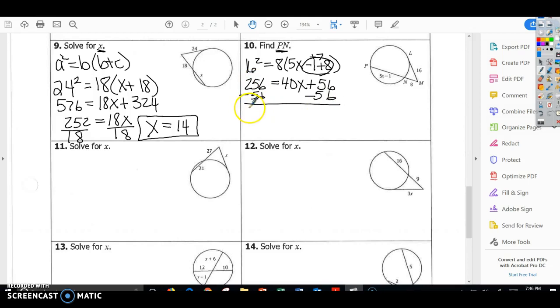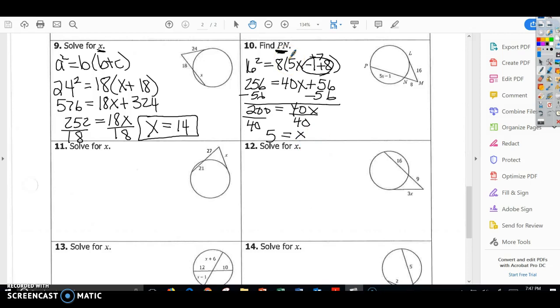Alright, so I'm going to subtract 56 from both sides. I'm going to get 200 is equal to 40x. Divide both sides by 40. That gives me x equals 5. Okay, so x equals 5, but don't stop there. Remember, if you stop here, you did everything correctly and you're still going to get it wrong. So you have to get the answer to whatever the question is asking for.